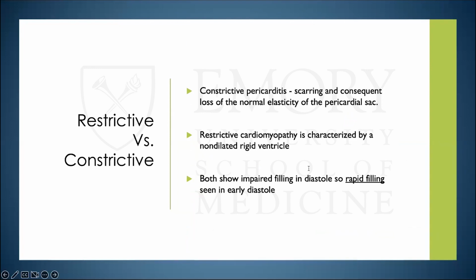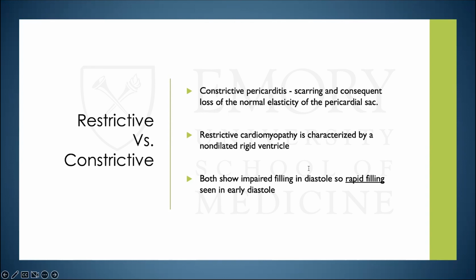The big thing to understand is that in constrictive pericarditis, you have loss of elasticity of the pericardial sac, whereas in restrictive cardiomyopathy, the way I like to think about it is you most commonly have a non-dilated, very rigid ventricle. So you're losing the compliance of the ventricle. One of the key points here is that it's going to impair diastology, so the filling of your ventricle.